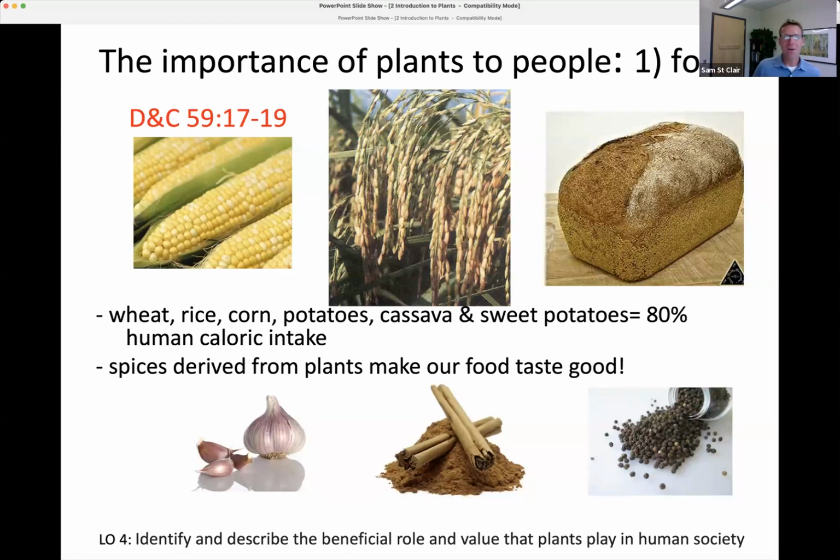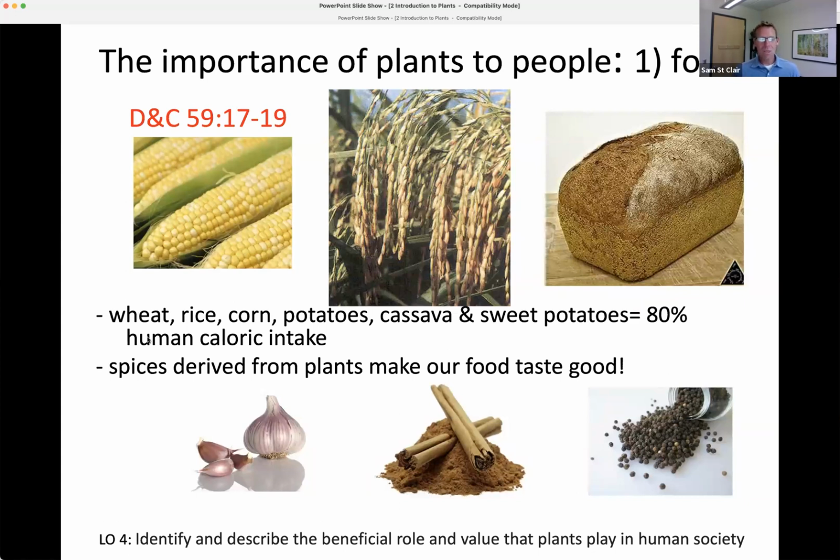There are 5 important impacts that plants have on people and human society. The first is food. So as plants do photosynthesis, they store a lot of energy in their tissues, and we eat those, mostly in the forms of wheat, rice, corn, potato, cassava, and sweet potato, which makes up 80% of human caloric intake. These are known as the foundation foods that we eat.